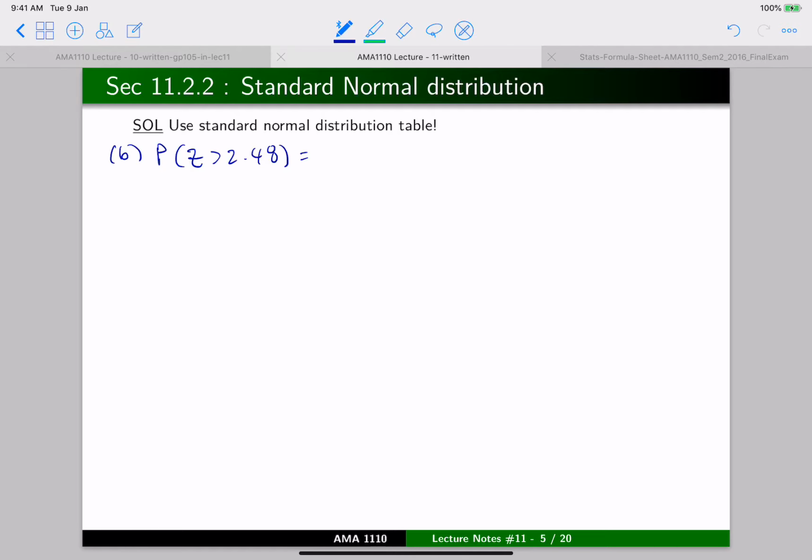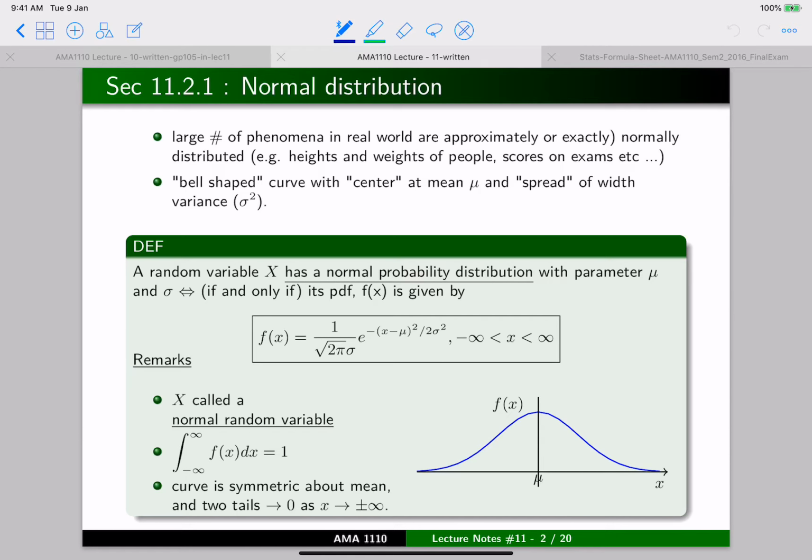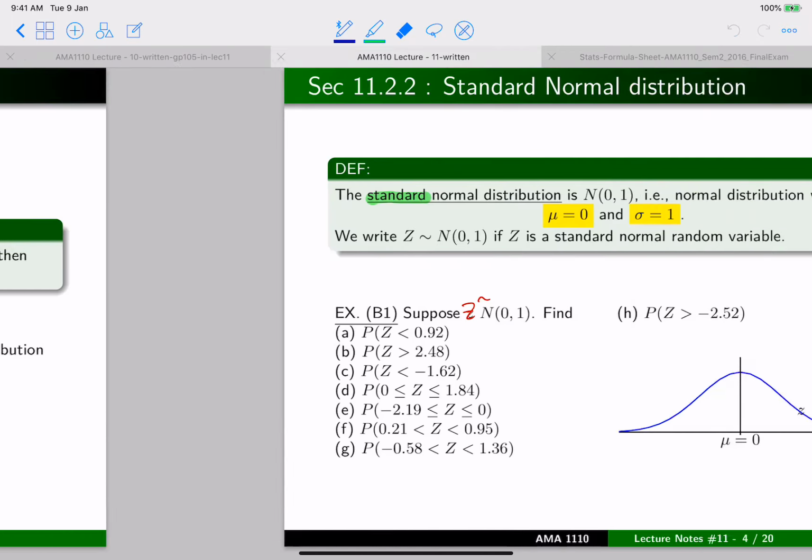Well, in fact, this is just going to be the area under the function f of x equal to 1 over square root of 2 pi times e to the minus x squared over 2. Since Z follows a standard normal distribution, this means mu is equal to 0 and sigma squared is equal to 1, and so sigma is equal to 1. So that's why you have this.